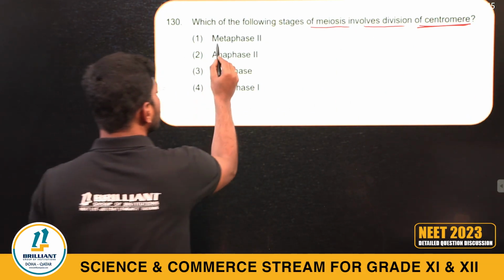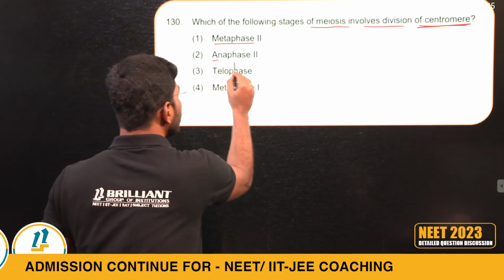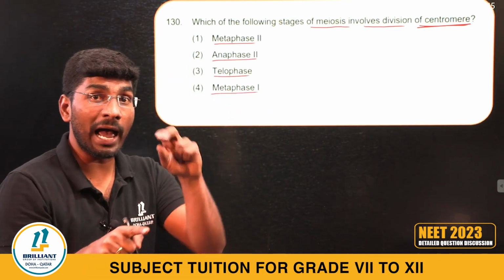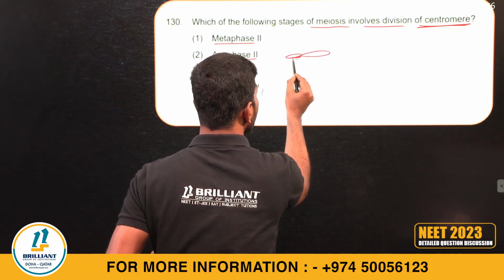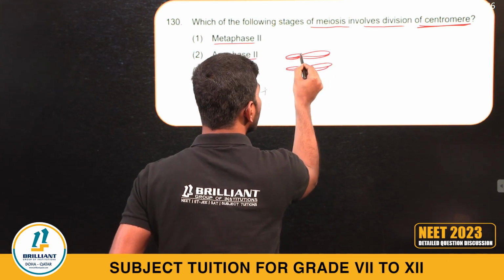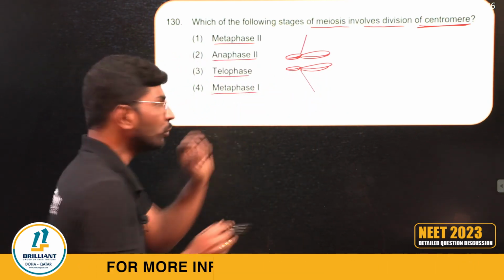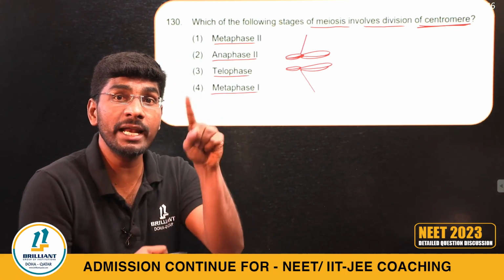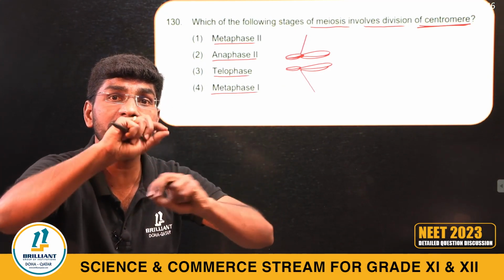Look here. In metaphase, all chromosomes are aligned on the equator plane. Options: anaphase 2, telophase, metaphase 1. If you recall anaphase 1, these are homologous chromosomes, right? This homologous chromosome will go to one pole, the next one comes to another pole. Between these two chromosomes there is the centromere, still there. Centromere will not split in anaphase 1. But in anaphase 1, homologous chromosome segregation takes place.